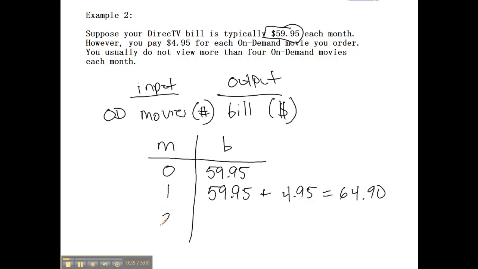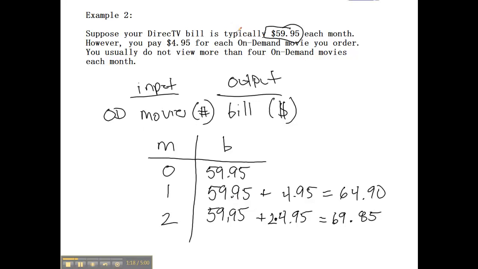Well, what if you watch two on-demand movies? Of course, you're still paying your base $59.95. Notice how I'm always going back to the base price, and I'm going to add $4.95 to that, but I'm going to have to do it twice. I need two copies of the $4.95, because I'm paying that twice. So 2 times $4.95 would put us at $69.85, I think. Double check me on that. $69.85 is what we pay for 2 movies.